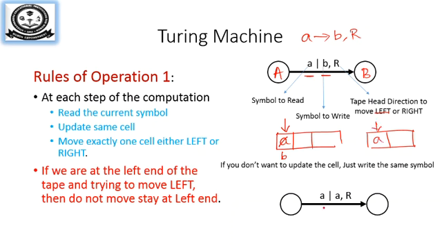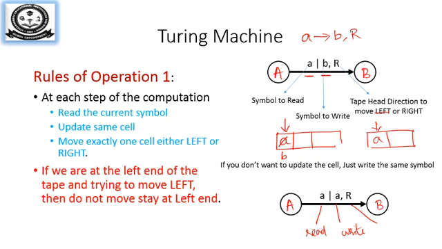So how do I write it? I will read A, and again I am writing the same A, and then I am moving my tape head one cell to the right side. So again, this is a transition from A to B.